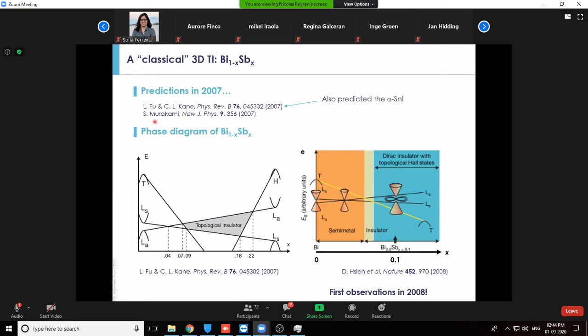And the same year also by Murakami. The surface state, let's say, depends on the doping. X here is the atomic fraction of antimony. And so you have a band crossing, and you have a part where you have a gap that opens, and you have the topological insulator. This was observed already 1 year later by Xie and co-workers.